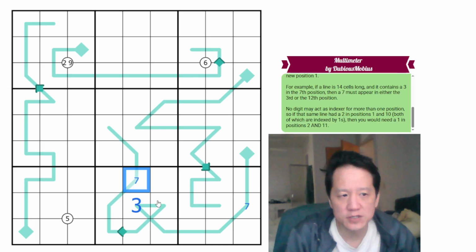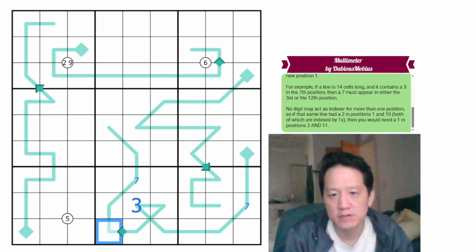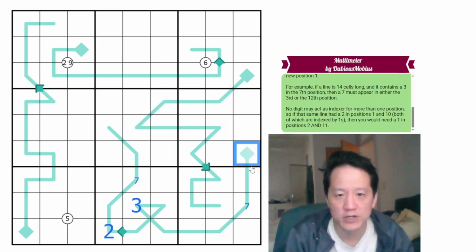Interesting. No digit may act as indexer for more than one position. So if that same line had a 2 in positions 1 and 10, both of which are indexed by 1, then you would need a 1 in positions 2 and 11.